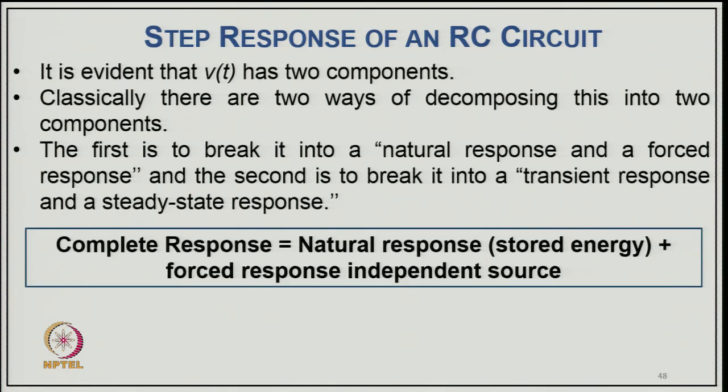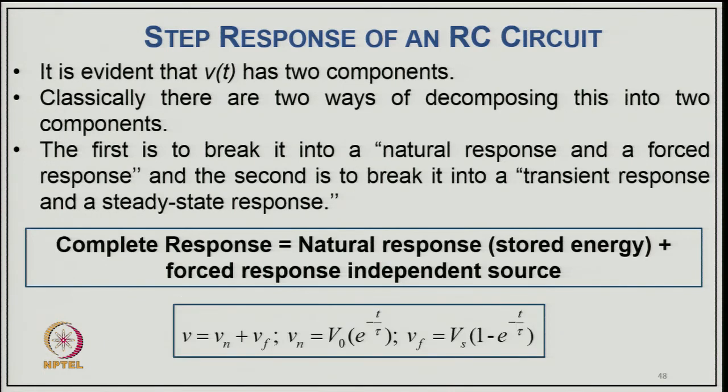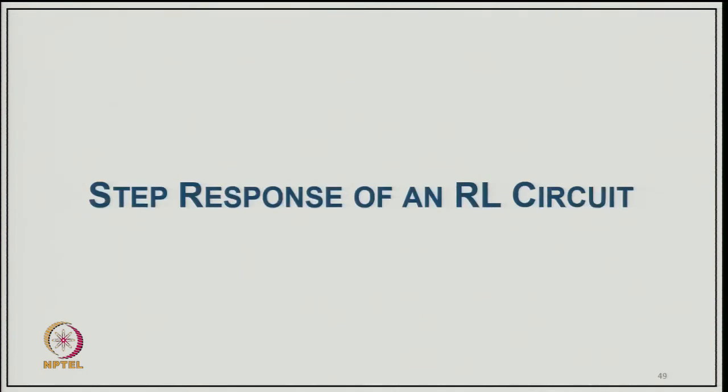So, the complete response will be equal to the natural response, which corresponds to stored energy, plus the forced response by the independent source. That is, v = v_n + v_f, where v_n = V_0 e^(-t/τ) and v_f = V_s (1 - e^(-t/τ)). So, that is how you can call it the complete response of the RC circuit, consisting of the natural response plus the forced response together.